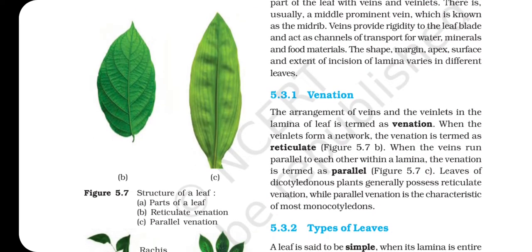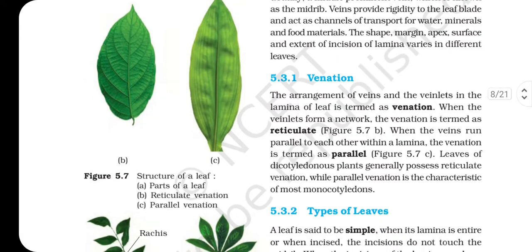Venation. The arrangement of veins and veinlets in the lamina of a leaf is termed venation. When the veinlets form a network, the venation is termed reticulate. When the veins run parallel to each other within a lamina, the venation is termed parallel. Leaves of a dicotyledonous plant generally possess reticulate venation, while parallel venation is the characteristic of most monocotyledons.